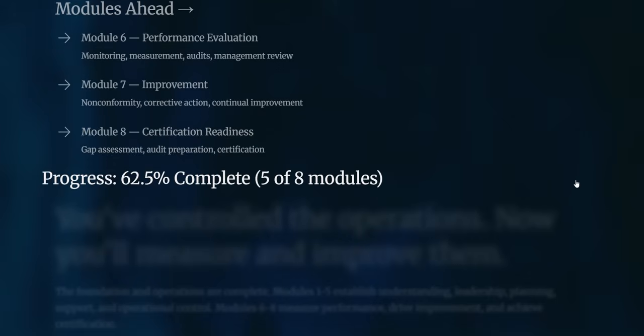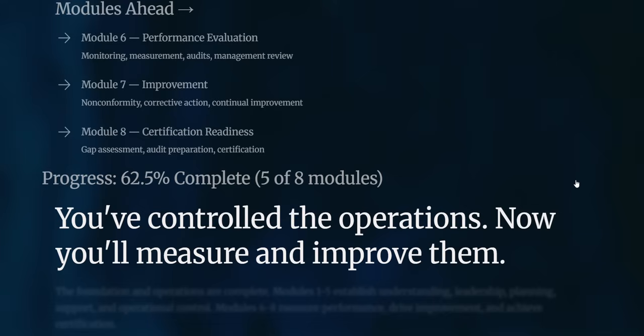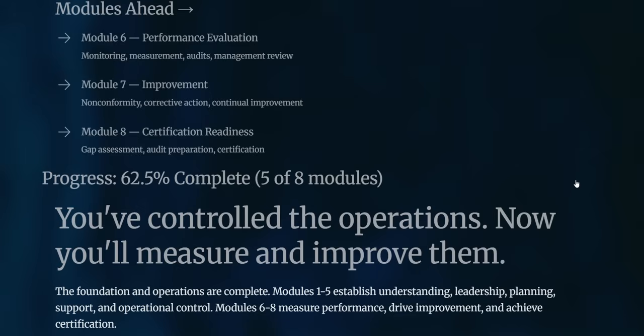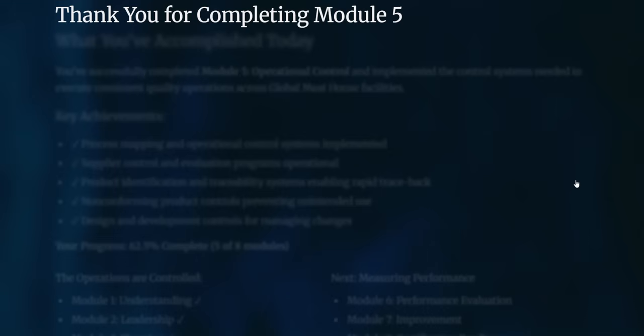So far, we have progressed 62.5% completion, 5 of 8 modules. So you have controlled the operations, and now you will measure and improve them in the next module. The foundation and operations are complete. Modules 1 to 5 establish understanding, leadership, planning, support, and operational control. Modules 6 to 8 measure performance, drive improvement, and achieve certification.